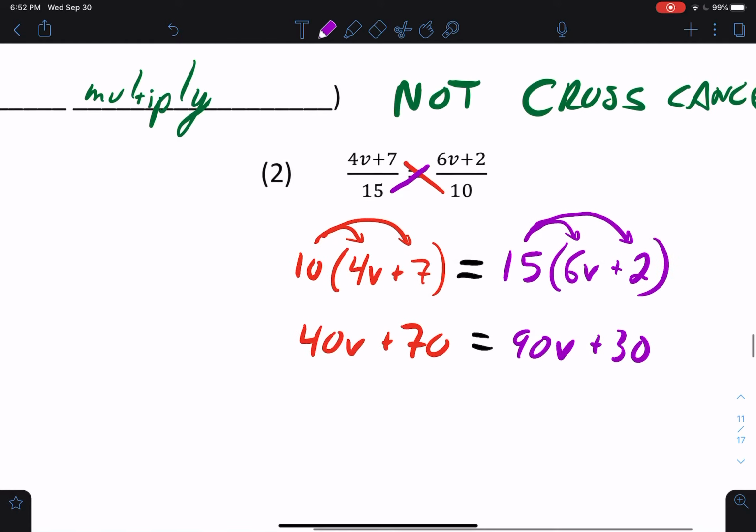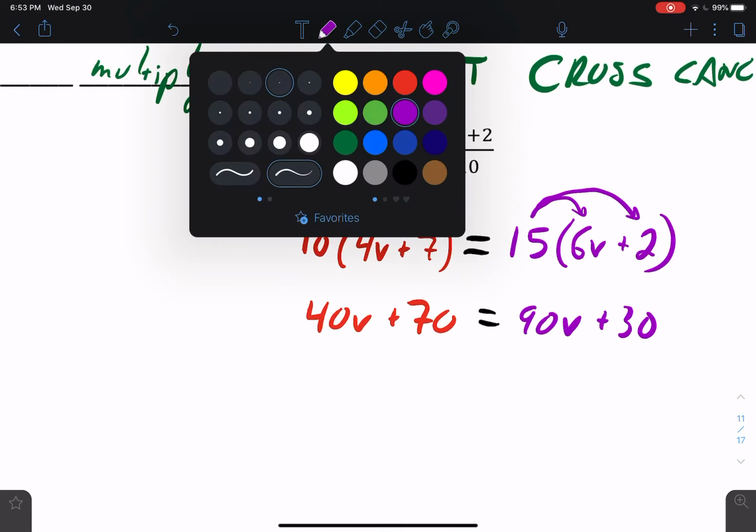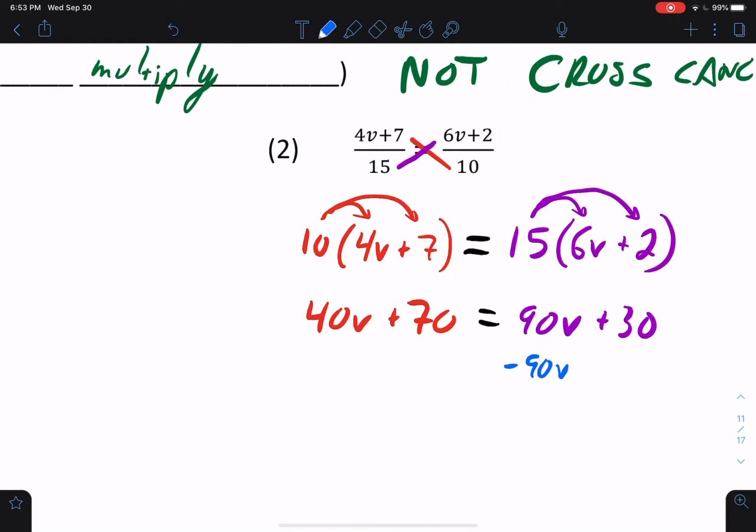All right, now I got to get my v's on one side, my numbers on the other. Variables on one side, numbers on the other. So I'm going to subtract 90v from both sides.